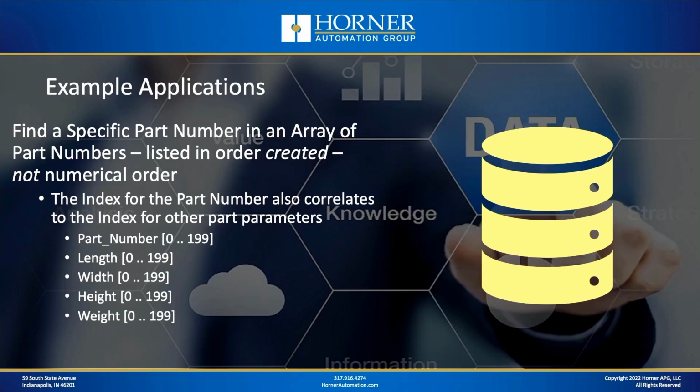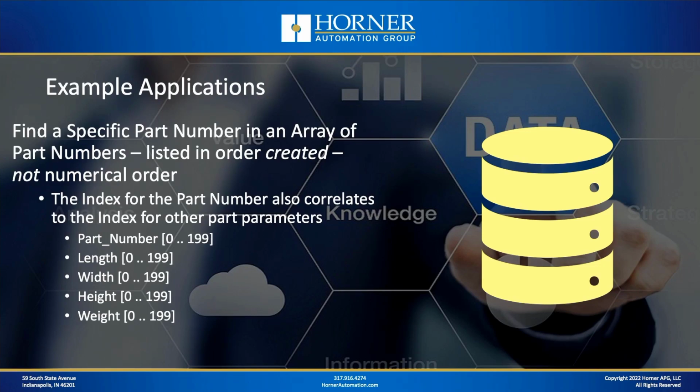Now let's talk in a little more detail about a couple of the example applications where these functions could be useful. Let's start with a parts database. Let's say you have a parts database that consists of a series of arrays with part number and then different parameters for the part. It could be a length array, width, height, weight, etc. And all of the arrays use the same indexes. So for index number 52, that calls out the same part number and the data associated with that part number for length, width, height, weight, etc.